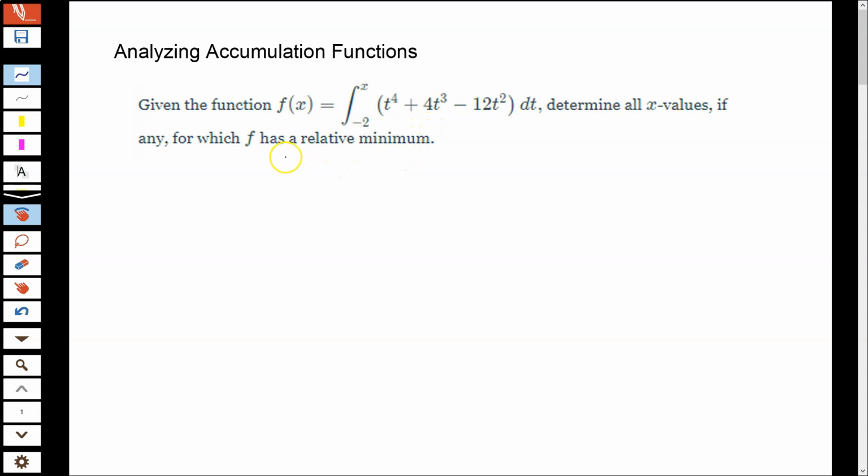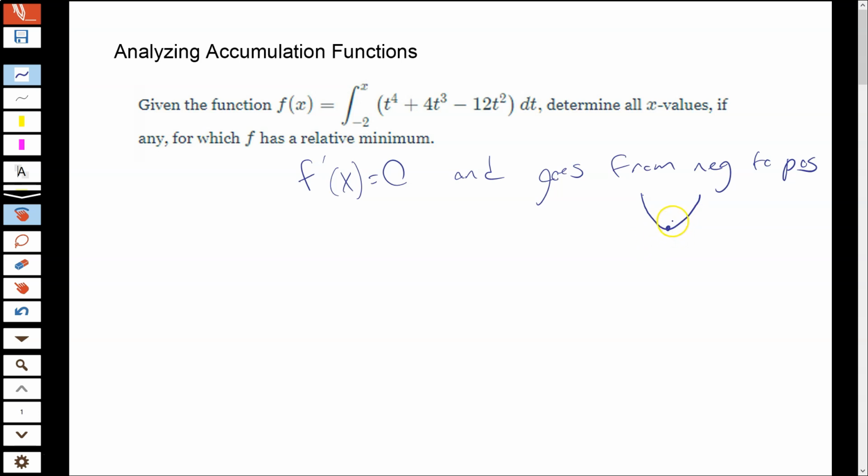So f has a relative minimum. Okay, that means this occurs where f prime of x is equal to 0 and goes from negative to positive. Right? So from negative to positive means if the derivative is going from negative to positive, the function is decreasing and then increasing again. And this would be where the derivative is equal to 0. Okay? So our move here is to find the derivative, find these critical points where the derivative is equal to 0, and then make a sign chart.